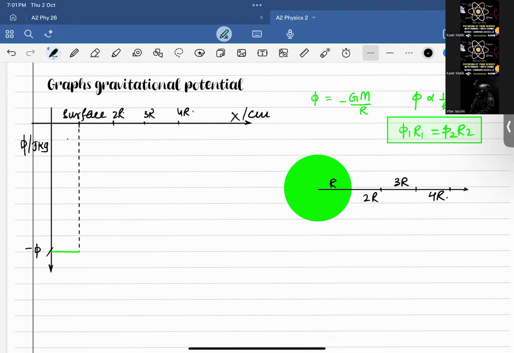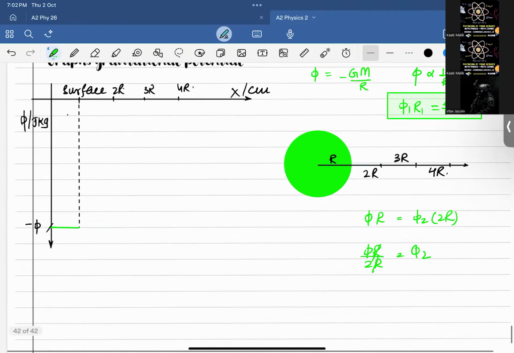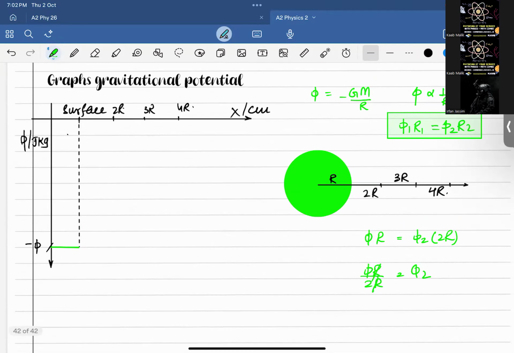Right. So at 2r, the gravitational potential is going to be phi, which is just phi at the surface, times r, equals phi 2, which we are interested in, times 2r. If we simplify, r goes off, so we get phi over 2. So at 2r, the gravitational potential will be half of its previous value at r, right?